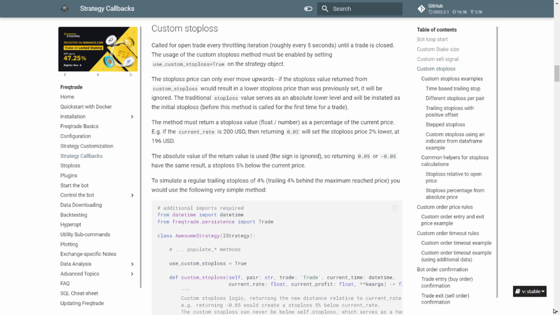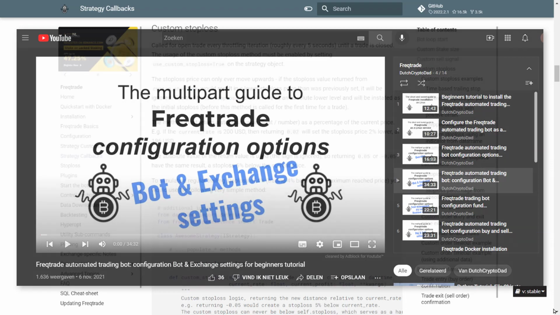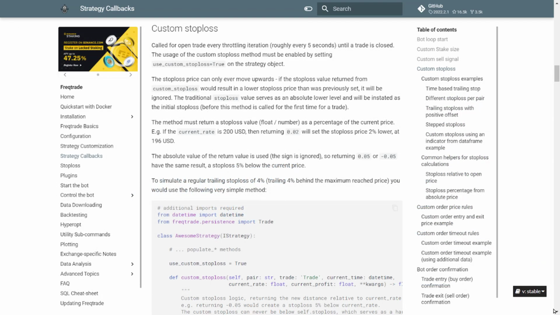If you followed my video on the Freqtrade configuration, bot and exchange settings, you should know that the default Freqtrade bot process runs every 5 seconds. So every time this process runs, this custom stop loss is calculated. And of course you can change these settings in the bot's configuration file. You can also read over here that the custom stop loss price can only move upwards, so this acts as a trailing stop loss as I said before.